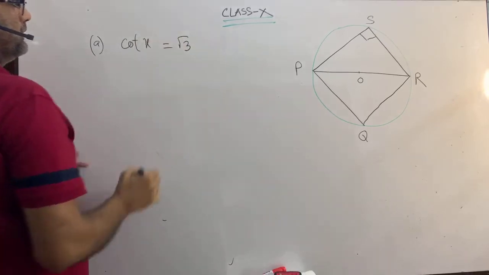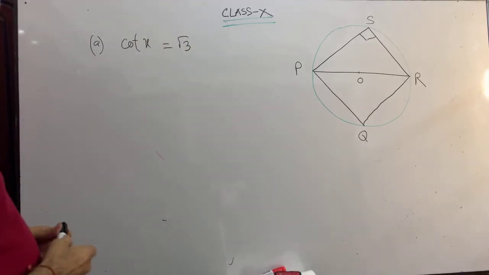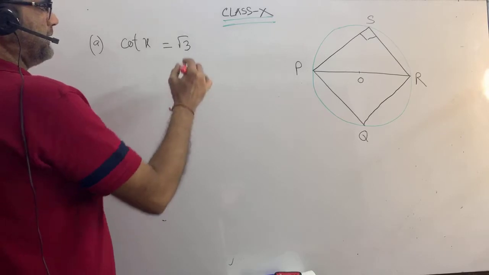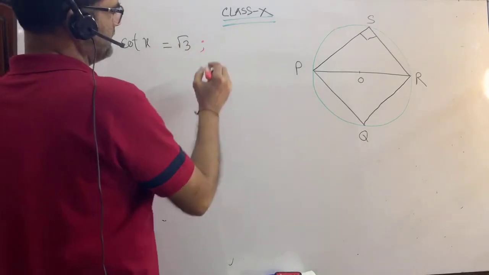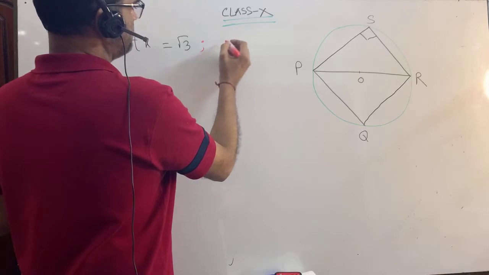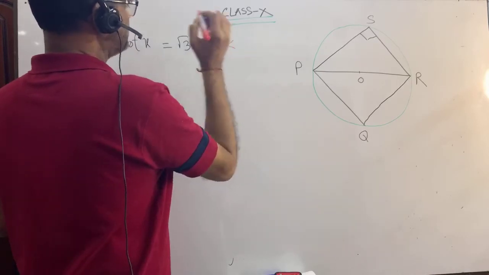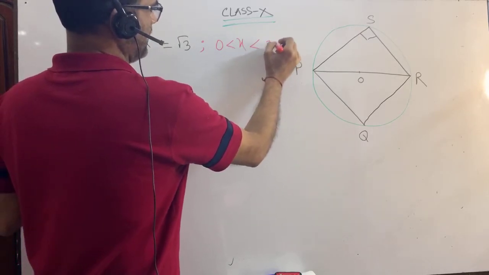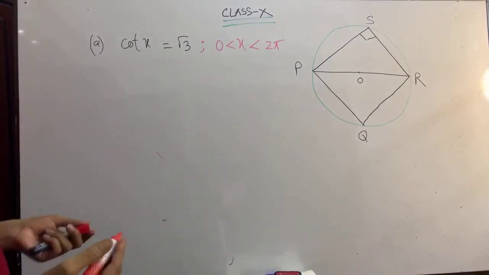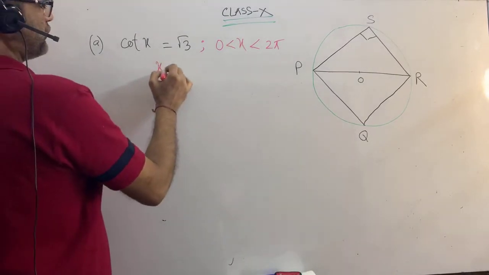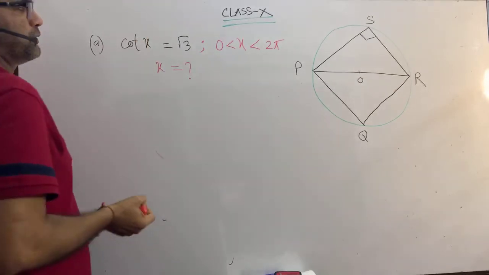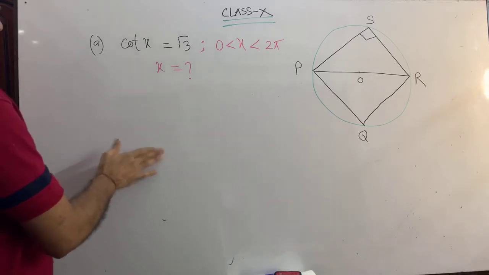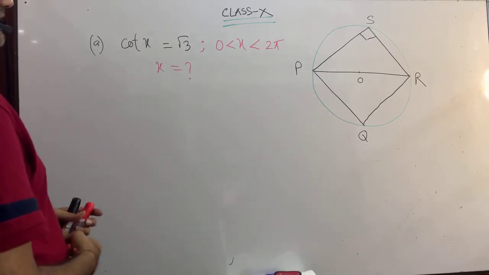3, question number A, and your range of x is given as, suppose, 0 less than x less than 2 pi. What is the value of x? X equals to what? You have to find the value of x. It's really very easy.